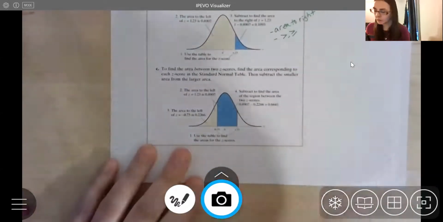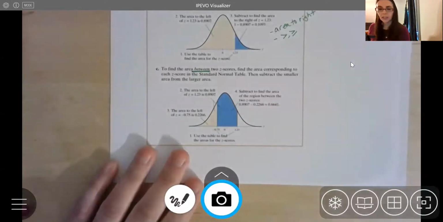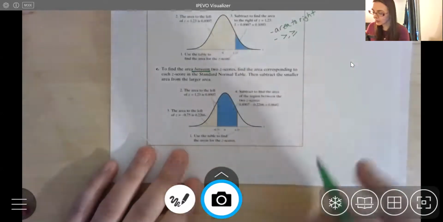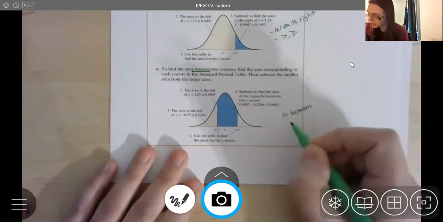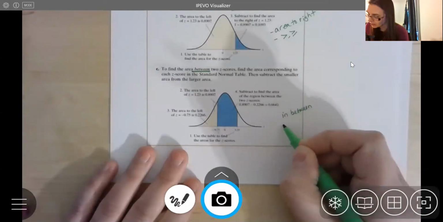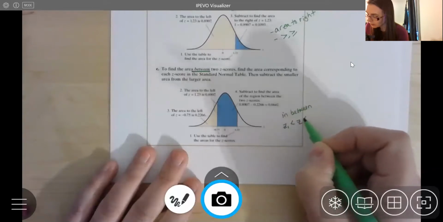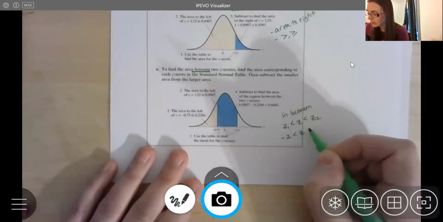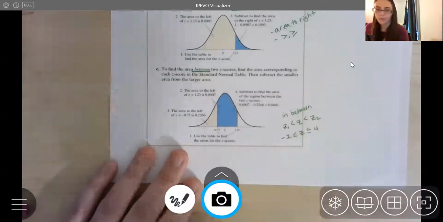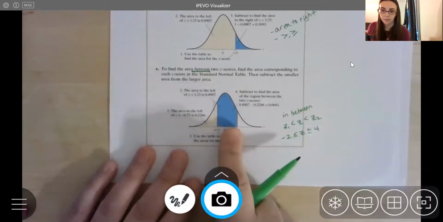And the last thing you would see here is an area between two z-scores. You may see wording like between, or in between, and you may see symbols as well. Or you may see something like one z-score to another z-score. So maybe we're looking for the value from -2 to 4 or something like that. If you have something in between, then you're going in between the two values.